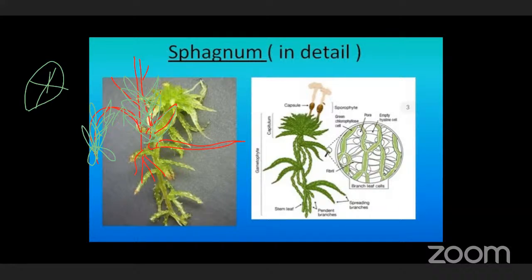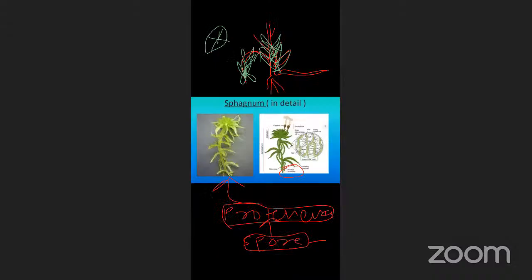Okay. What is next? Internal structure. But here internal structure is not important, and if needed we will complete it in the practical session. Okay, sir. So next one, reproduction. What did we learn in reproduction? Reproduction is by vegetative and sexual methods. What are the sex organs? Antheridia and archegonia. Right. Enough.